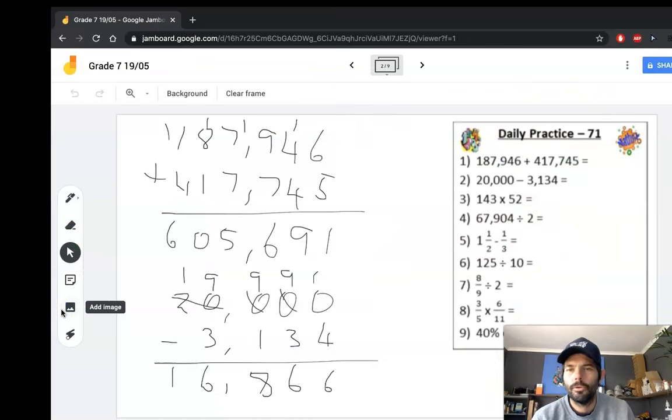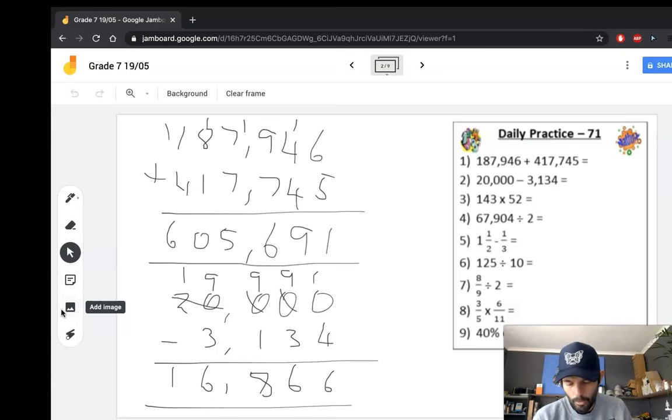I've done the first 2 for you already, just to save a bit of time. So when we're adding decimals, the important thing is to put the numbers in the correct columns. So you can see that 187,946 plus 417,745 is going to be equal to 605,691. And then the subtraction sum, where I had to borrow quite a bit, 20 minus 3,134 gives me 16,866. The check of that is to do the inverse.